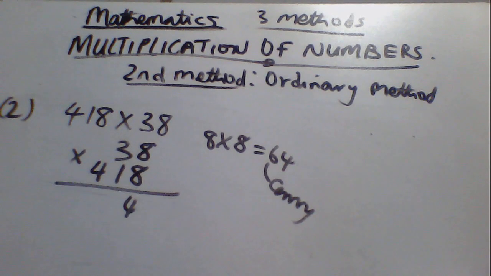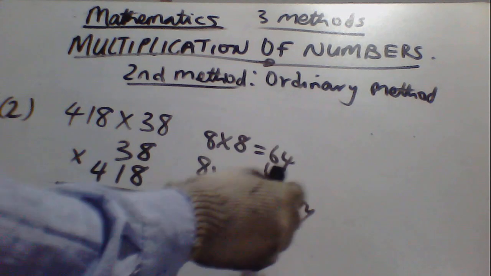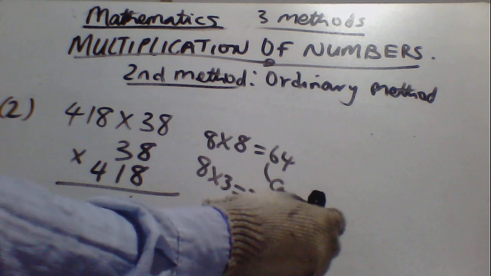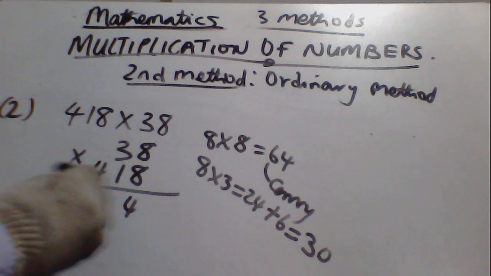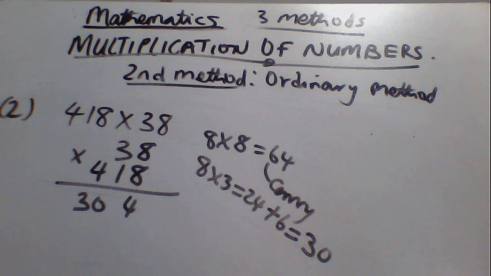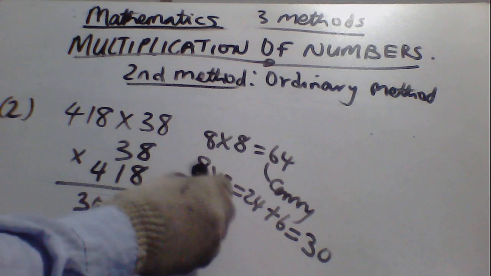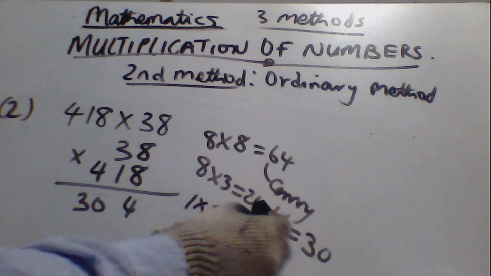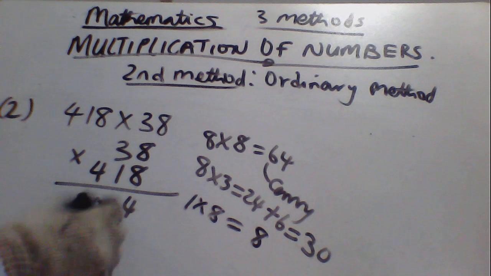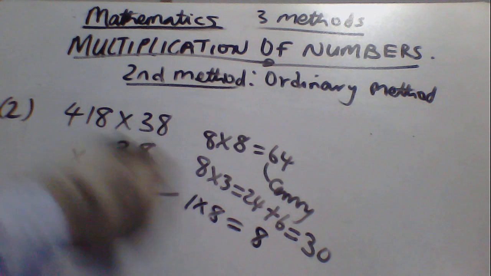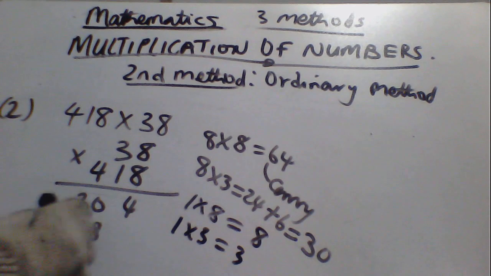8 times 3 will give us 24, plus 6 I carry, that gives me 30. So I write 30. The next thing is by 1. 1 times 8 will give us 8. I come here, not immediately after 4, the second digit, and write 8. 1 times 3 will give us 3, so I write 3.